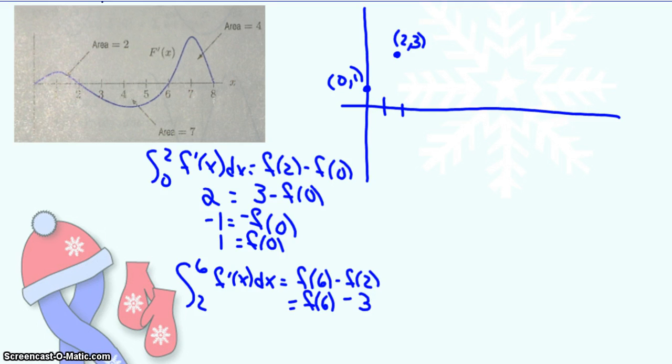Now here's where it gets stressful. The area right here is 7. Okay, if I'm talking about how much space it's taking up, but if I'm doing the integral, that's going to be negative 7, correct? So then add the 3 over. F(6) is, add 3, negative 4. Okay, so I'm over here, so 2, 3, 4, 5, 6, and we're going to be down to negative 4.